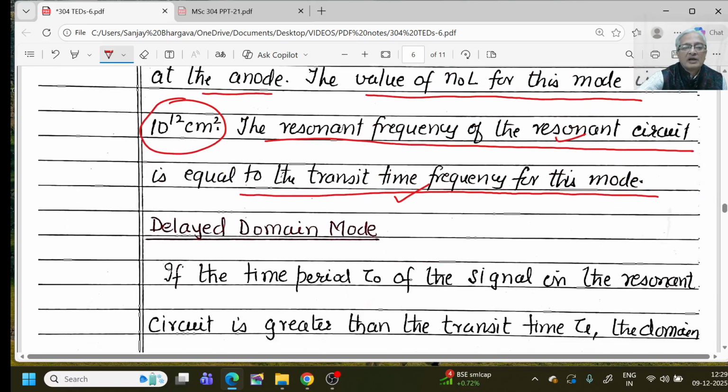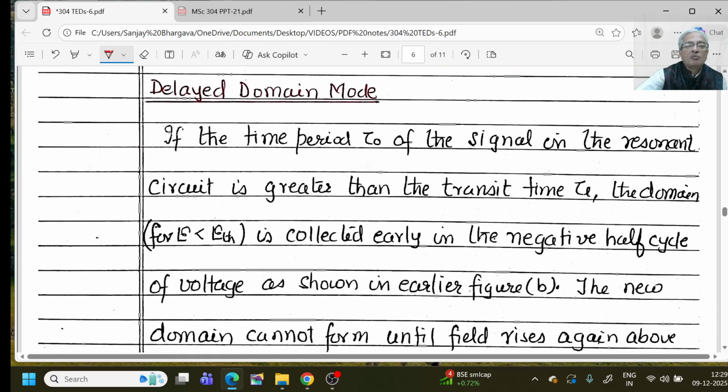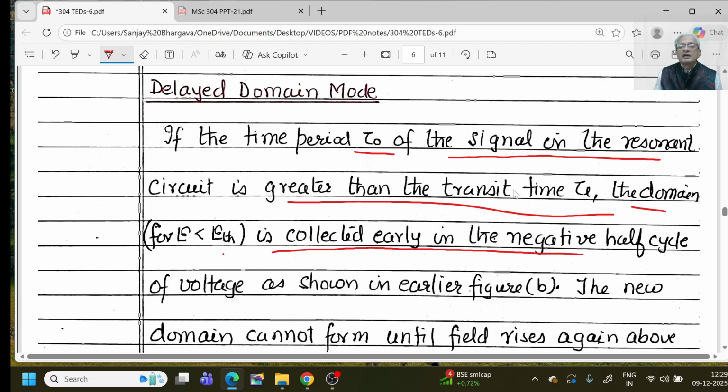Now we have delayed domain mode. If the time period tau 0 of the signal in the resonant circuit is greater than the transit time tau L, the domain for E less than the threshold field is collected early in the negative half cycle of voltage as shown in the earlier figure B. Just see here.